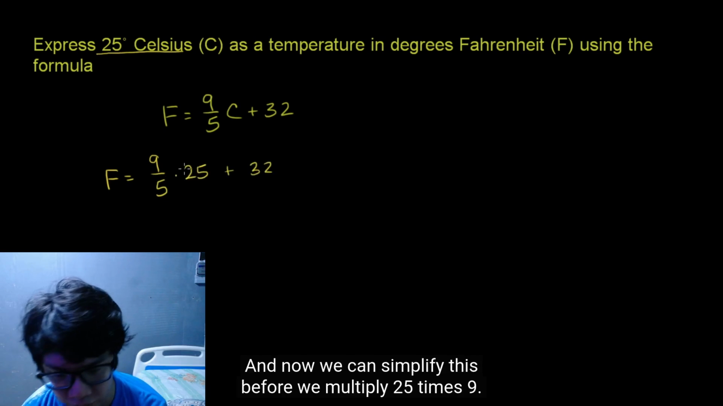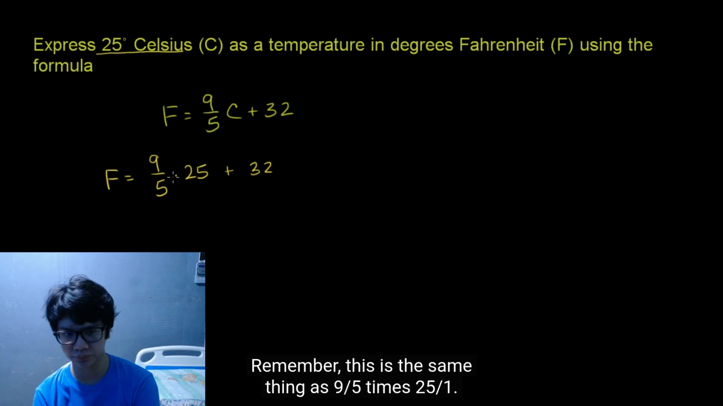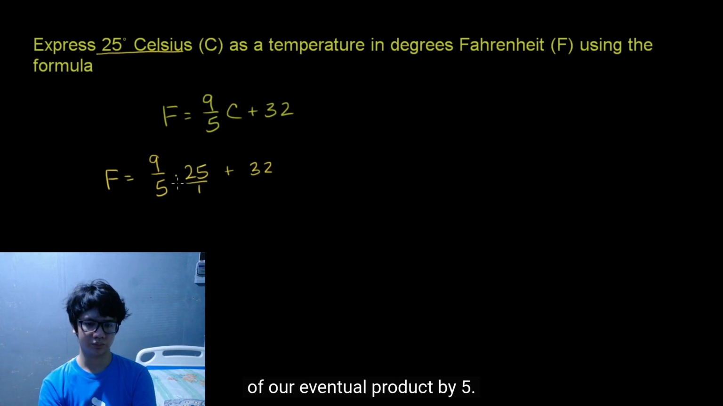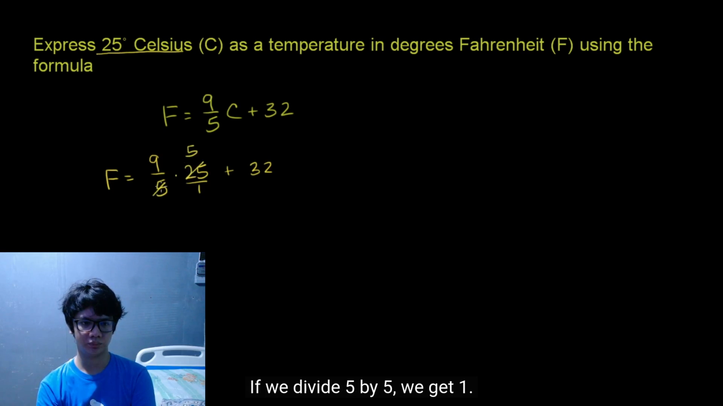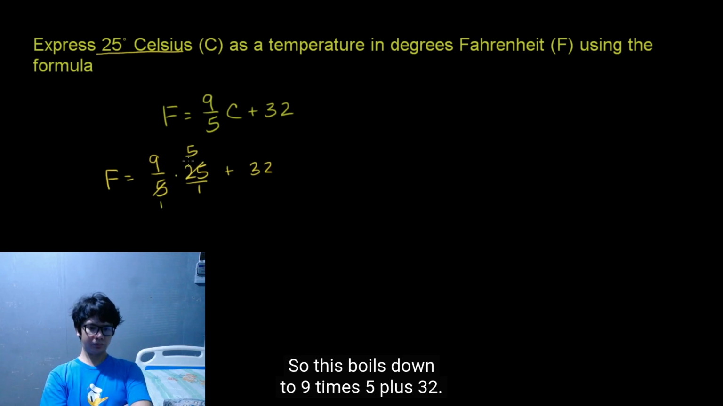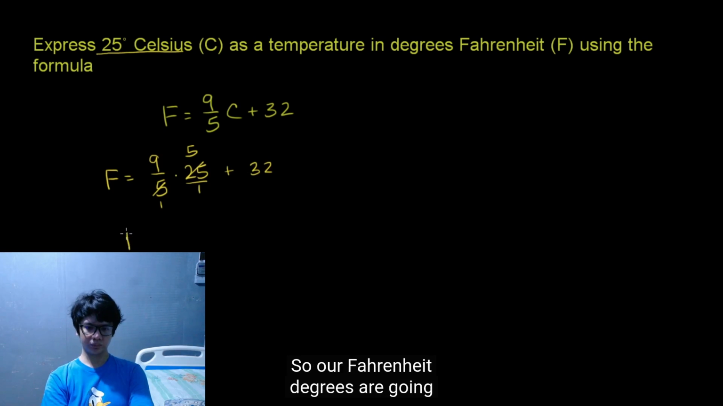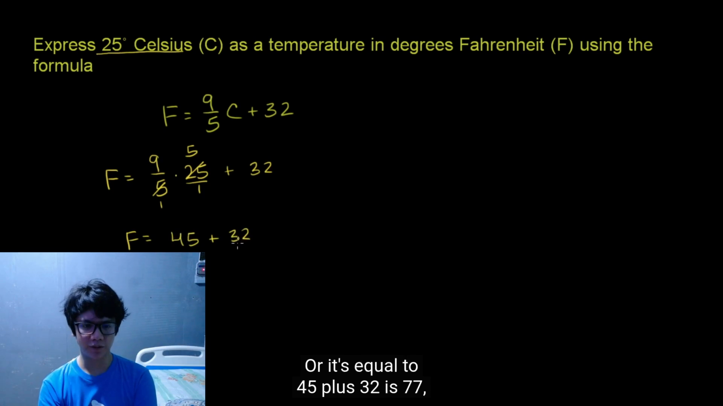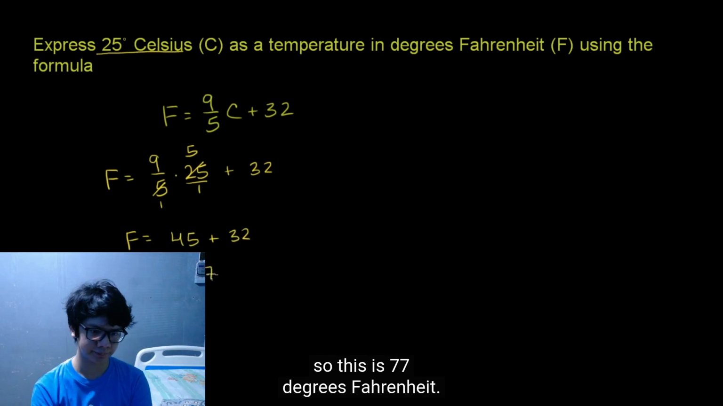And now we can simplify this before we multiply 25 times 9. Remember, this is the same thing as 9/5 times 25 over 1. We can essentially divide the numerator and the denominator of our eventual product by 5. If we divide 25 by 5, we get 5. If we divide 5 by 5, we get 1. So this boils down to 9 times 5 plus 32. So our Fahrenheit degrees are going to be 9 times 5, which is 45, plus 32. 45 plus 32 is 77. So this is 77 degrees Fahrenheit.